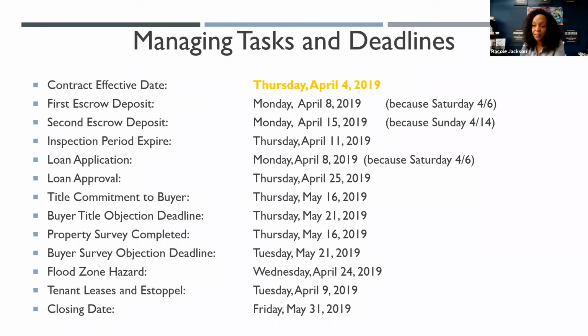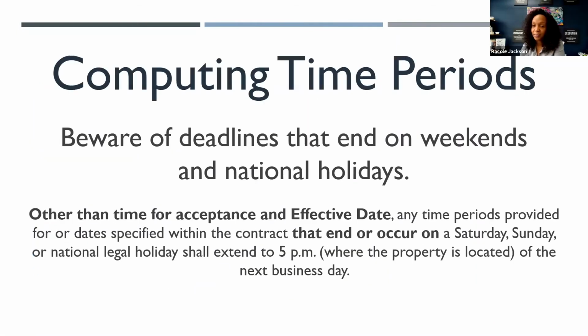So I dropped that at this juncture because in computing time periods, we have to be aware of deadlines that end on weekends and national holidays. If it ends on a weekend or national holiday, pursuant to the contract, if you lift the language directly from the contract, it says, other than time for acceptance and effective date. Only those two dates, time for acceptance and the effective date.